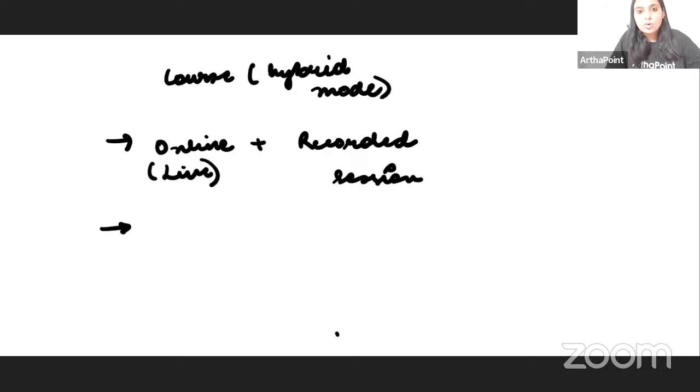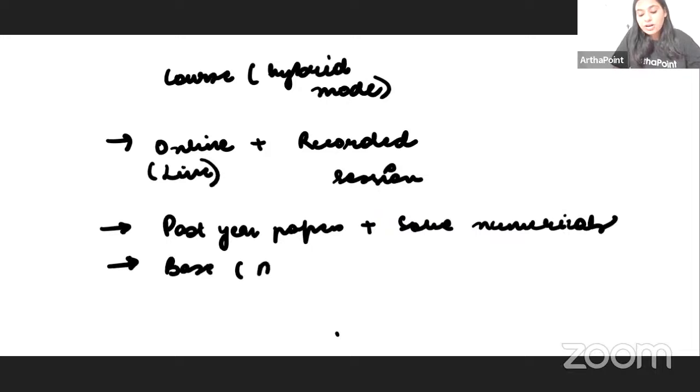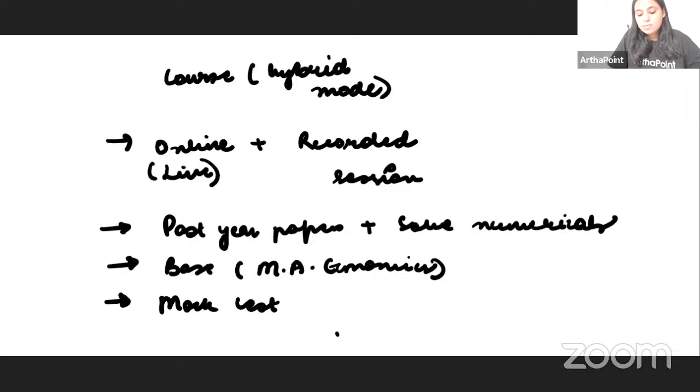Then this course is going to give you access to some of the past year papers. We will go ahead and solve numericals. This is going to act as your base for your MA Economics entrance exam also, even if you're not from Delhi University. And you will also be given some mock tests to solve, or assignments as I call them, both.